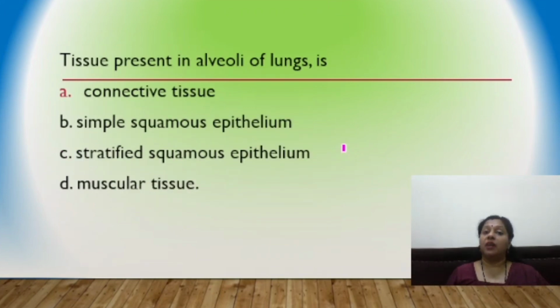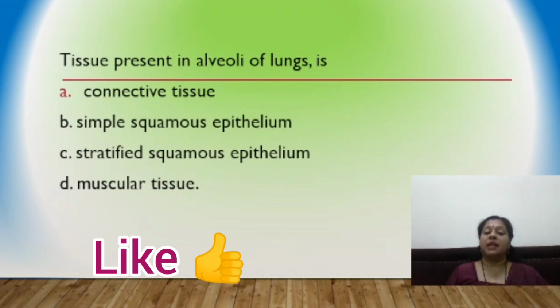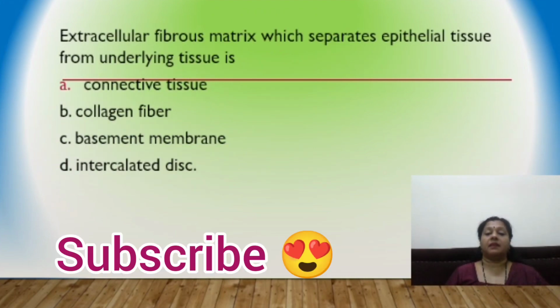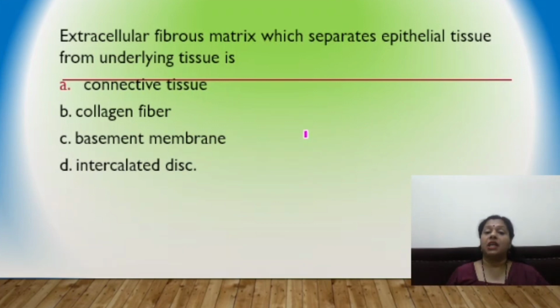Tissue present in alveoli of lungs is. Alveoli is a very thin surface through which the exchange of gases takes place. So it is made up of simple squamous epithelium to facilitate diffusion. Muscles involved in the movement of legs are. Leg is a voluntary organ, so we have striated muscles or skeletal muscles. Extracellular fibrous matrix which separates epithelial tissue from underlying tissue. There is basement membrane separating it. So the answer is C.